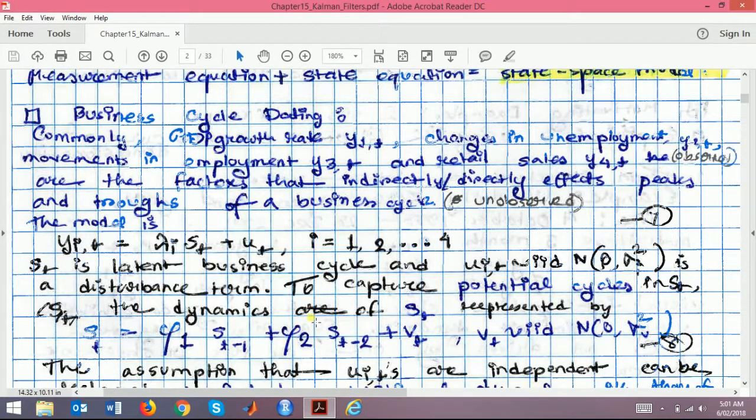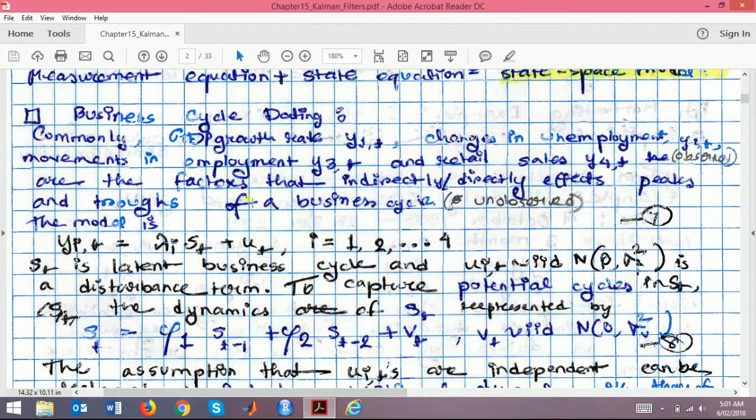Business cycle dating. Commonly, GDP growth rate changes y1t, changes in unemployment y2t, movements in unemployment y3t, and retail sales y4t are observed variables in the business cycle dating problem. These are the factors that are indirectly or directly affecting peaks and drops in a business cycle. The business cycle is, on the other hand, unobserved.